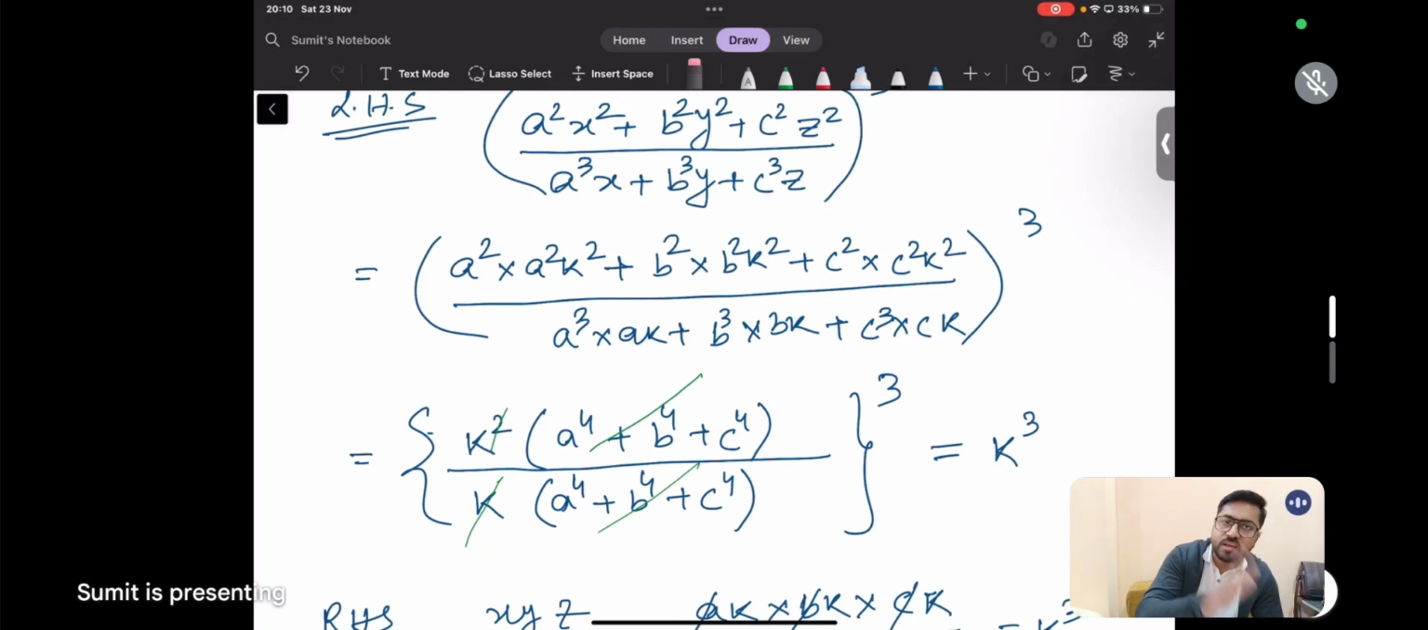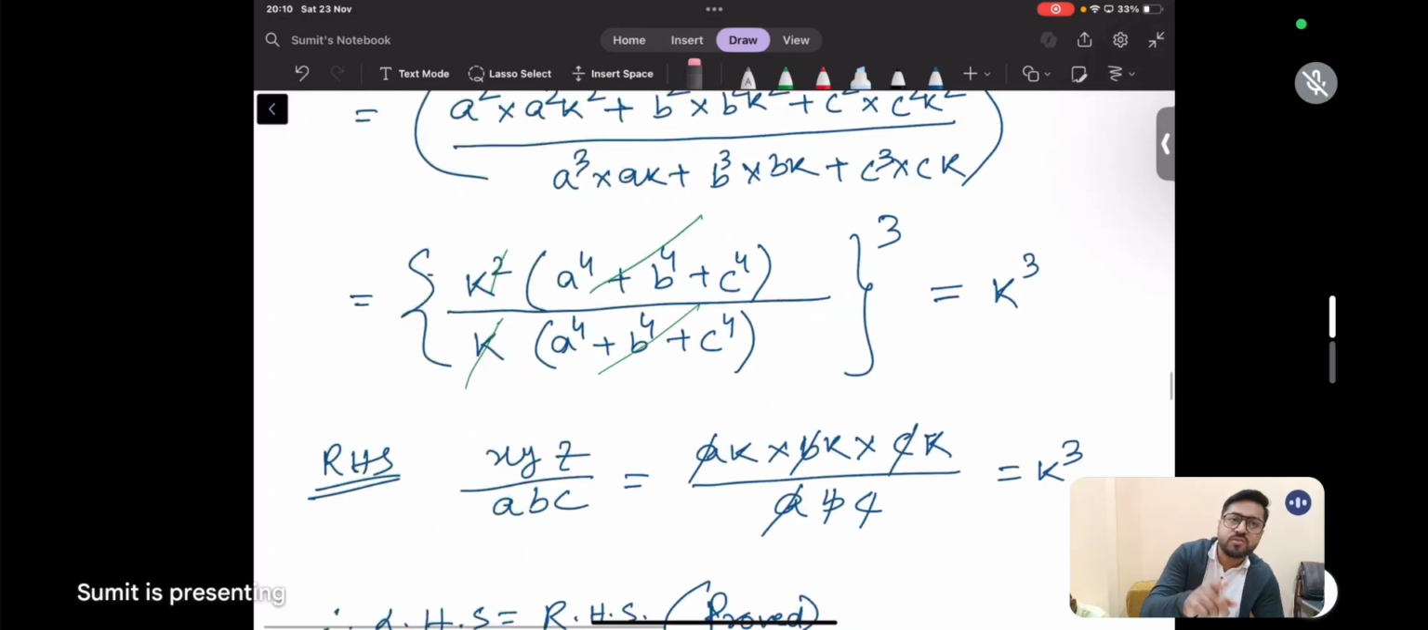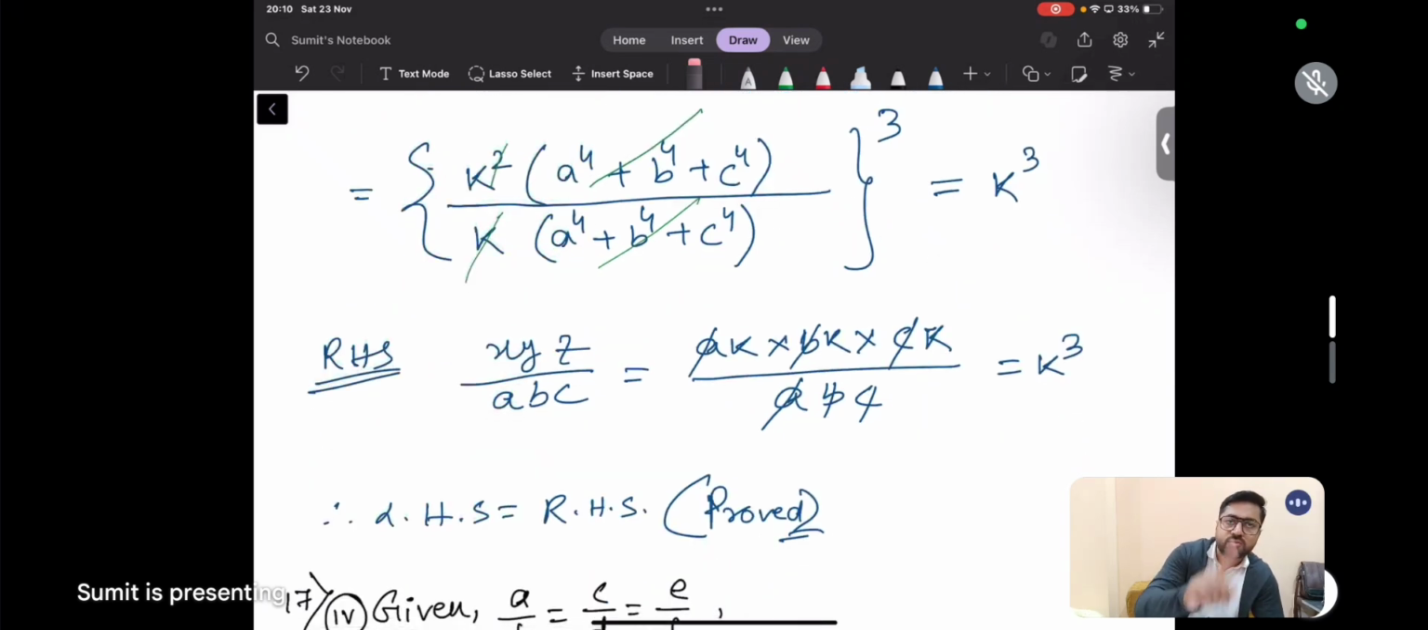That means in the left hand side after solving we have got k cube. That means the RHS also, when solved, must give k cube. If you solve the RHS, if you substitute again in the same manner x, y, z, everything will get cancelled and only k cube will be left over. So that means LHS equal to RHS. That will be the proof.